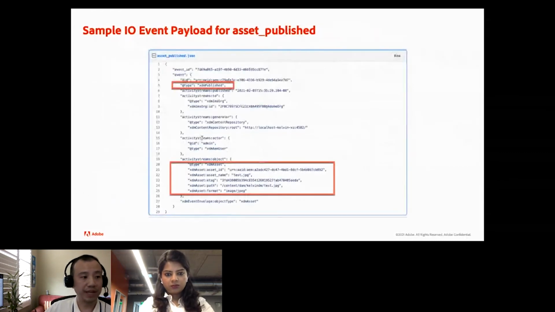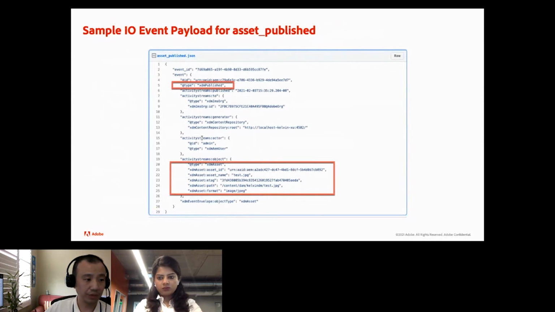This is one example of how the I/O event payload looks. You can tell there is the type of the event, which is a published event. Then you can see there's a type of the object, which is the AEM asset. Also, you have the asset name, the asset path, and the format. So with this payload, you can get a reference to that asset, and then you can do whatever you want by making a callback to AEM.